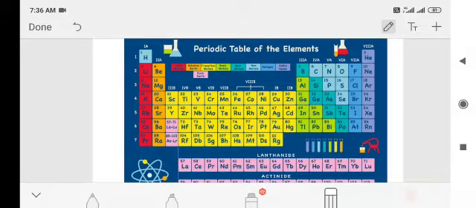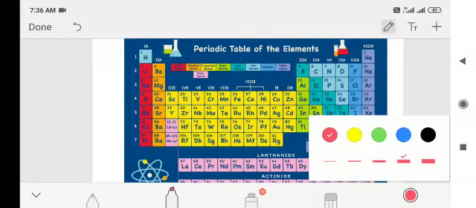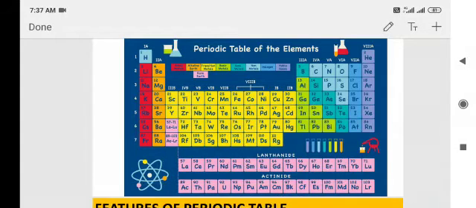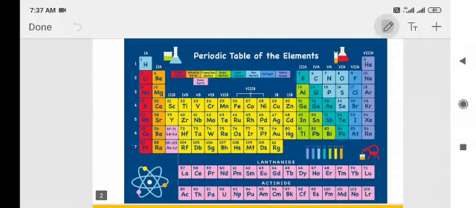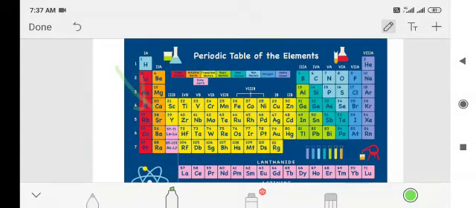Okay. Now, as a class 10th student, you need to learn by heart the names of some of the major groups. The first one is here, with a red color. This first group is called alkali metals because these metals can easily form alkalis or bases. So hence they are called alkali metals.